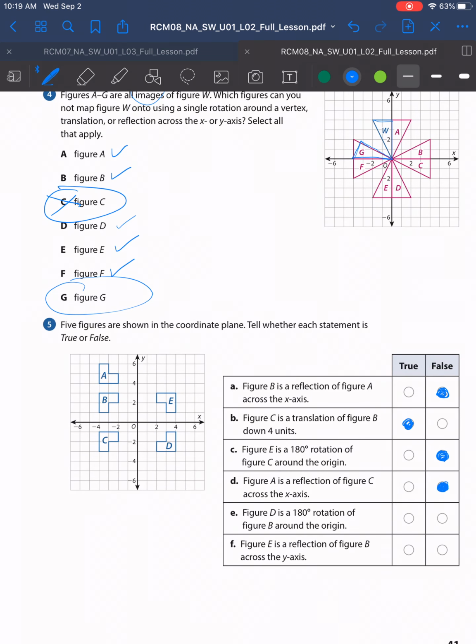Figure D is a 180-degree rotation of figure B. Okay, so B and D are directly across from each other, so that's good. That means it's 180 degrees. Now, if I were to rotate B, that would land up there. This looks like it would land perfectly on top of D. It would look just like that, so that is true.